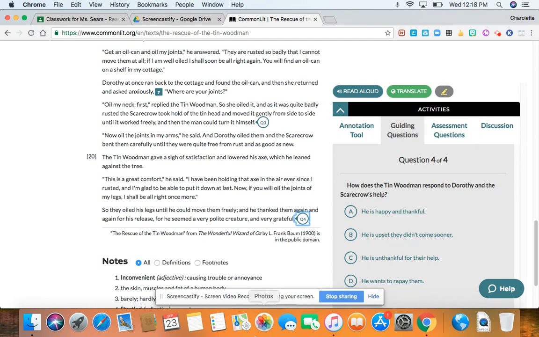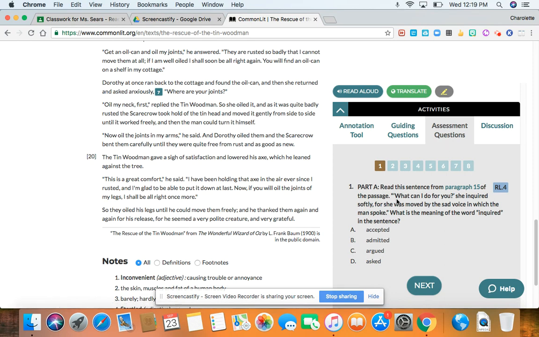Give you a second. And correct, the answer is A, he is happy and thankful. And we can prove that right here in paragraph 22 where it states, "and he thanked them again and again." So now when you click begin assessment, it will begin to take you to the assessment questions. I'm going to go through the first two to explain right here what this means.